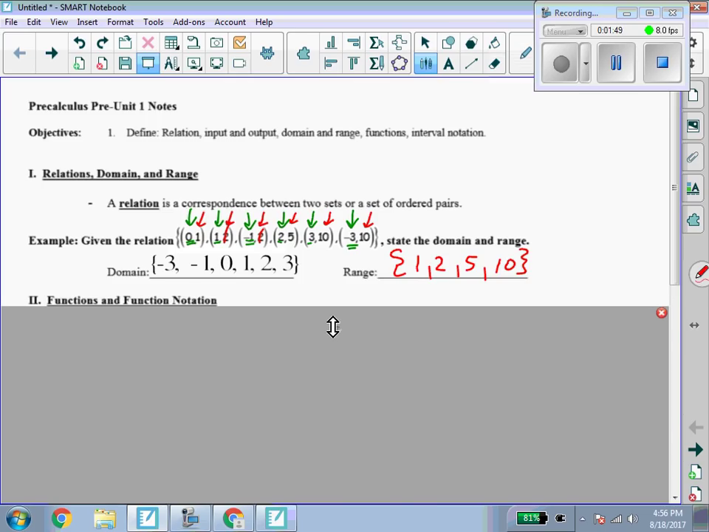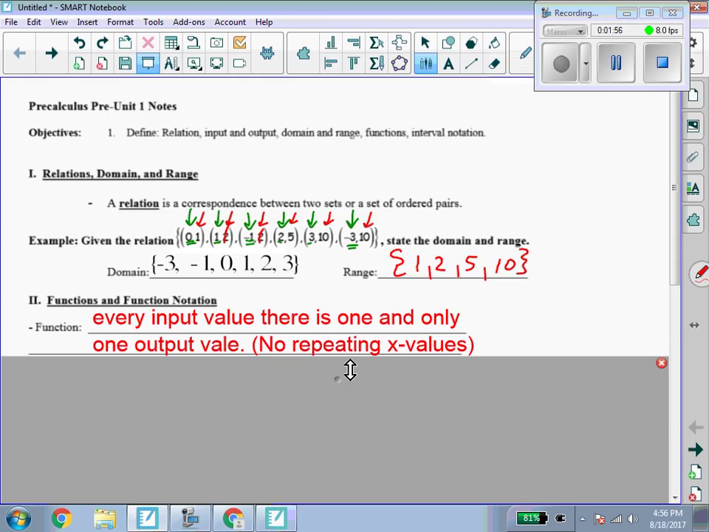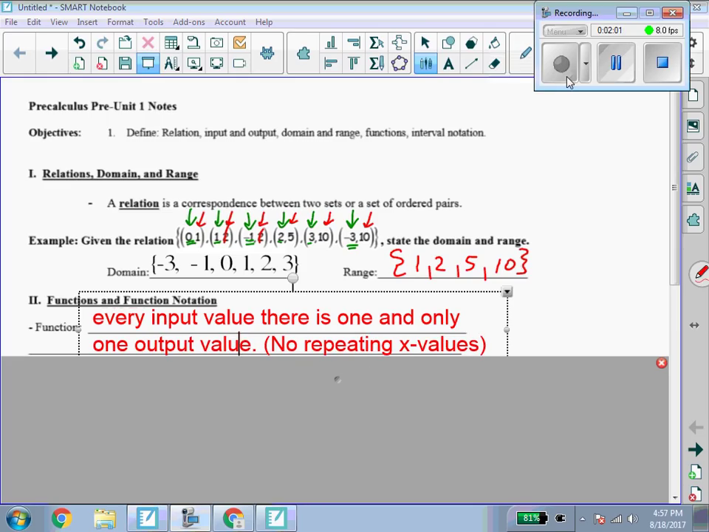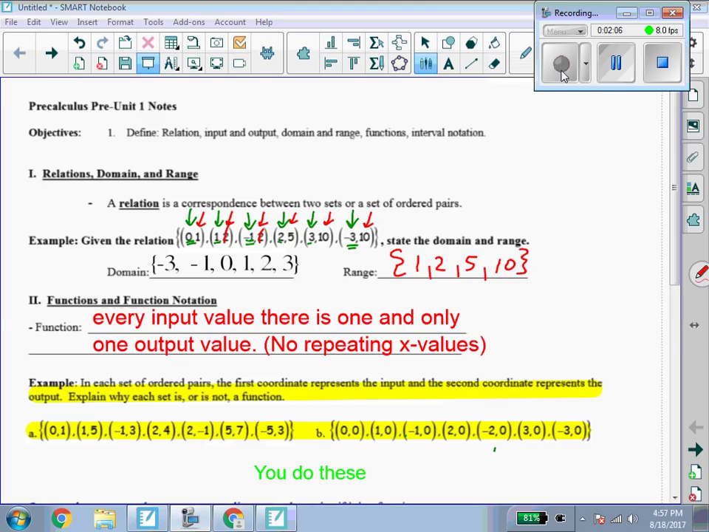So next we have functions and function notation. The first thing we want to do is define what a function is. Recall that a function is, for every input value, there is one and only one output value, which means that there are no repeating x values. So for example, it says in each set of ordered pairs, the first coordinate represents the input, the second coordinate represents the output. Explain why each set is or is not a function. You are going to do these two sets on your own, and then we'll go over those in class.